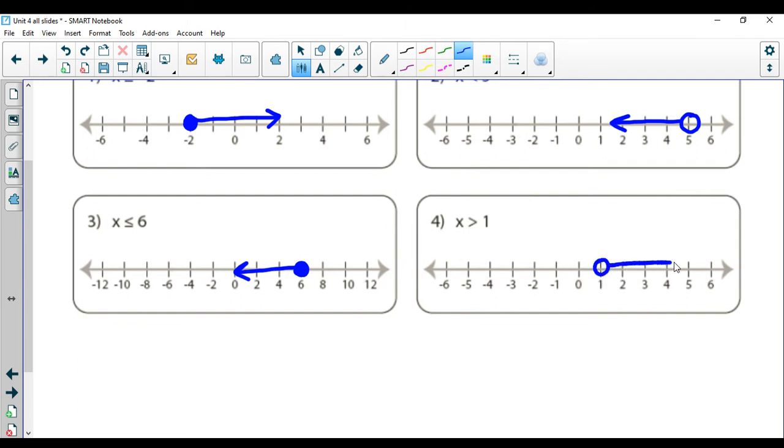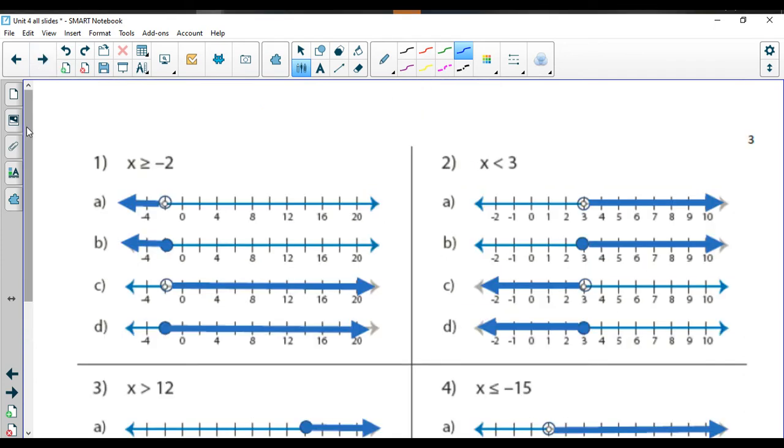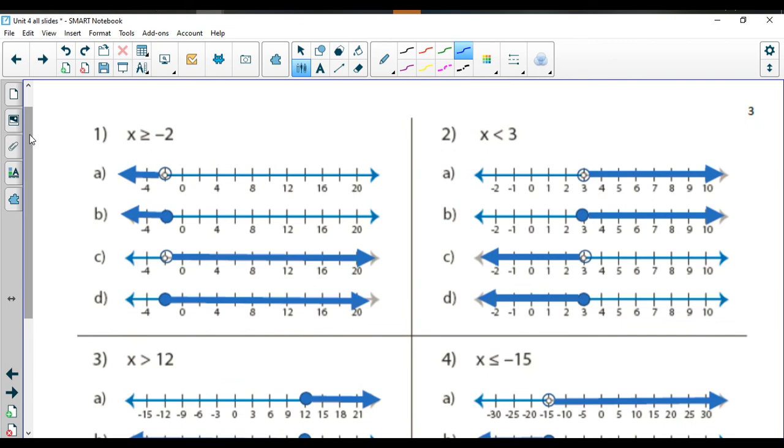And I'm going to go ahead and shade to the right side then. If you flip it on over to page 3, these are just multiple choice questions, trying to determine if you can identify open and closed circle and which direction we're looking at here.